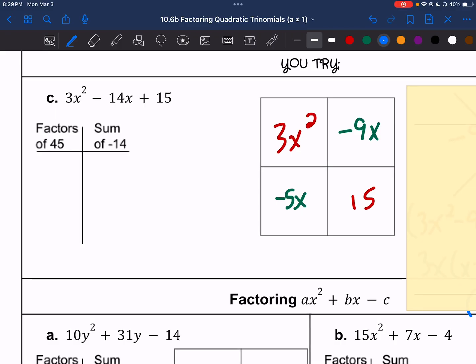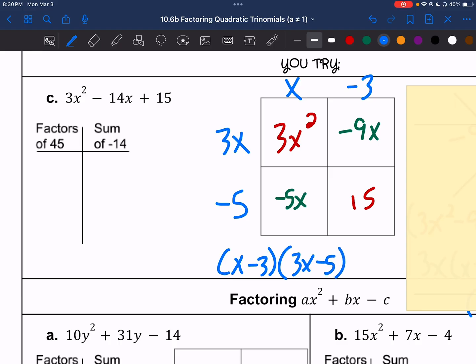All right, so first row, 3x squared minus 9x. Our common factor is a 3x. Our second row, negative 5x and 15. My common factor is negative 5. My first column, 3x squared and negative 5x. My common factor is an x. My second column, negative 9x and positive 15. Again, that negative's on the outside, so we bring it out there, and there's a common factor of a 3. So we have x minus 3, 3x minus 5.